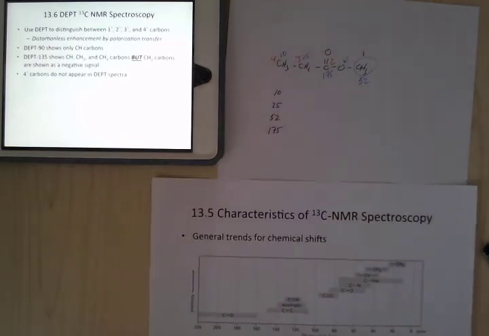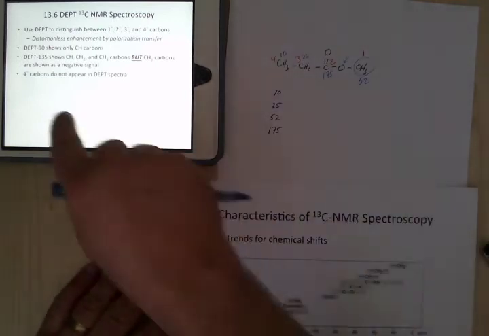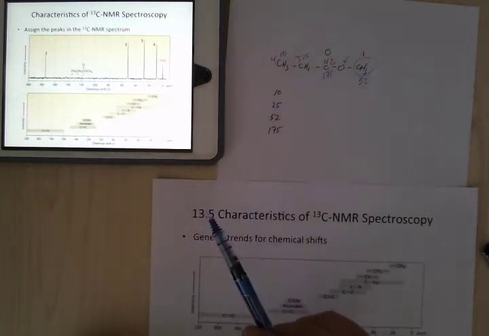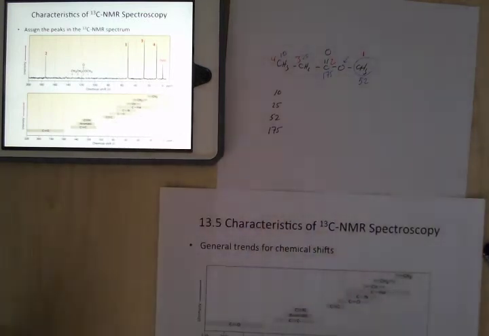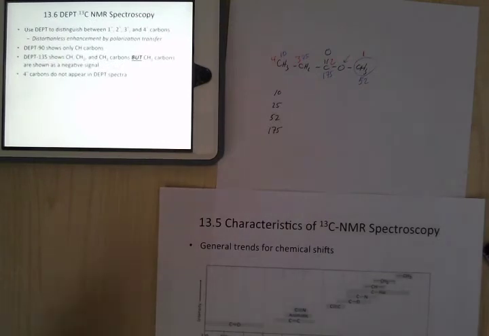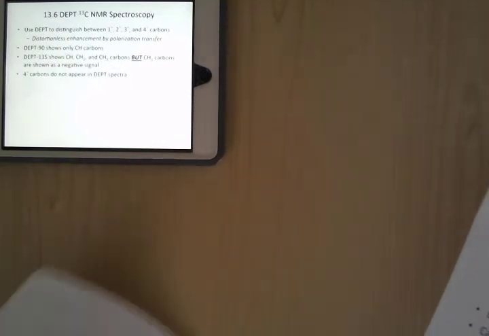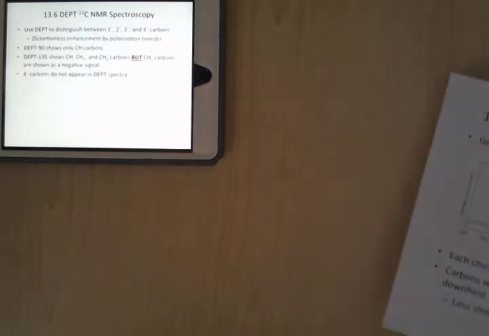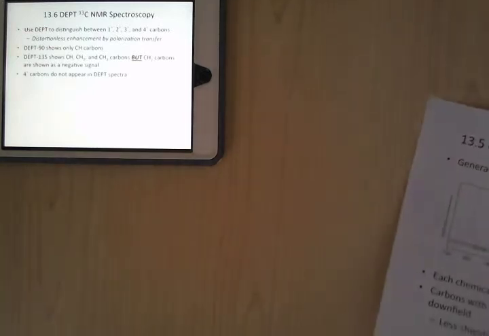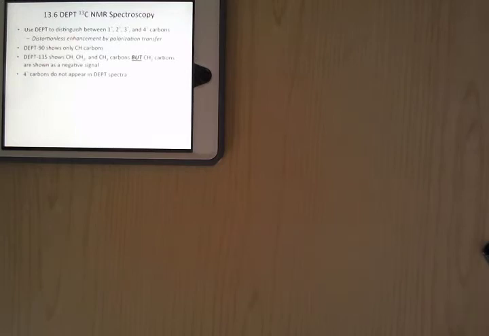Okay, so the other thing we're going to talk about is, you can do this with simple molecules, but when the molecules get big, you're going to have to get a little bit more creative. And so what we turn to is what's called DEPT. It's distortionless enhancement by polarization transfer. I just know it as DEPT. And so what happens is you can assign what's a C, what's a CH, what's a CH2, what's a CH3. That's the whole point of this.